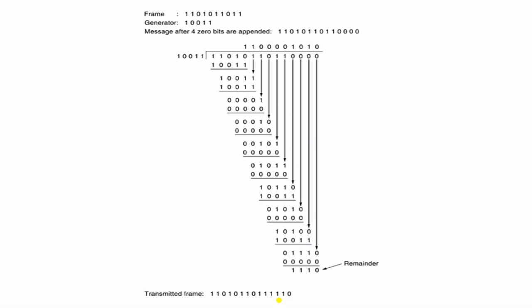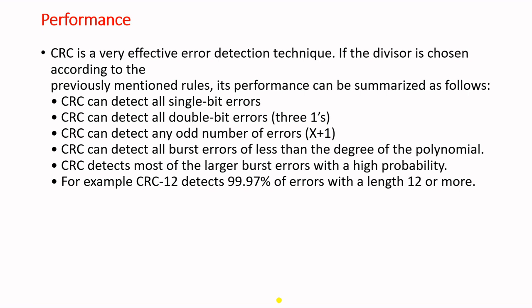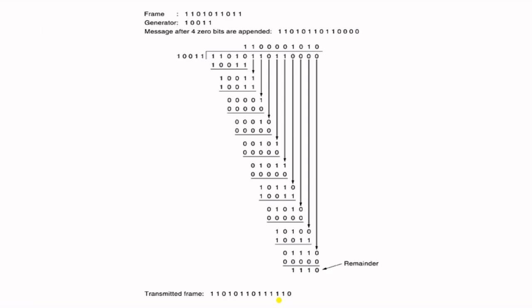received by the receiver, and after that the receiver again divides this bit stream using the same generator polynomial 10011. If the remainder is 0, it is concluded that there is no error in the data. If it is not 0, there is some error, meaning error is detected.